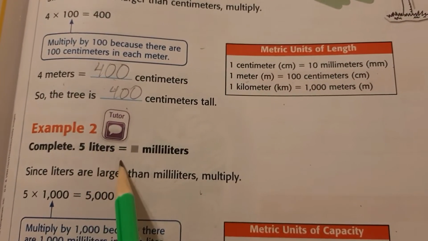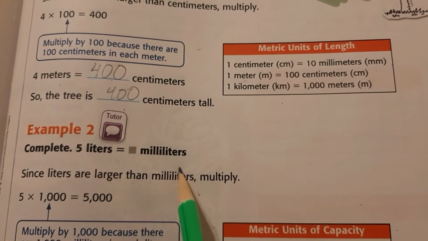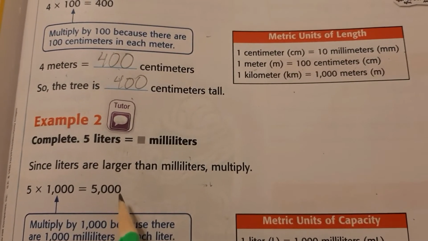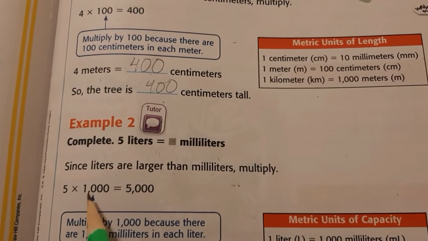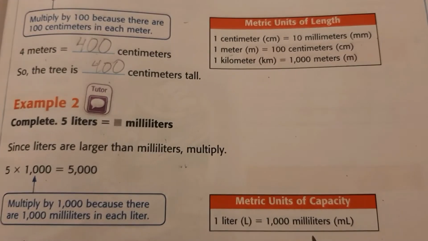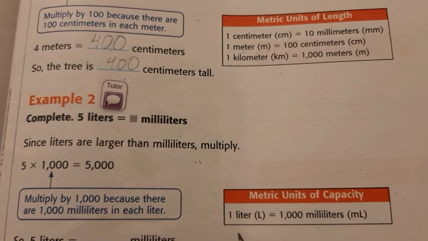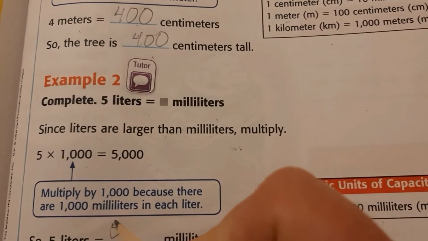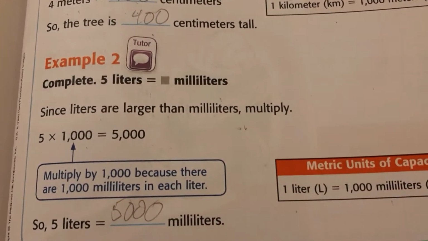So let's take a look at this. Complete. 5 liters is how many milliliters? Well, liters are larger than milliliters, you know that, so you're going to multiply. 5 times 1,000, there are 1,000 milliliters in a liter. So 5 liters would be 5,000 milliliters.